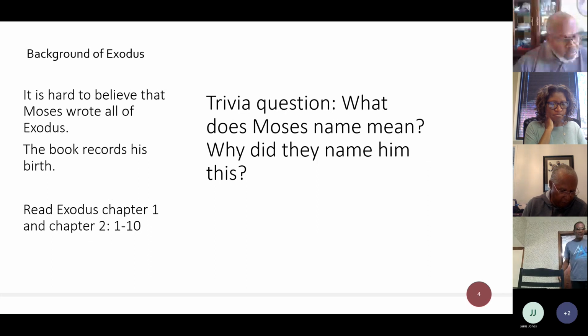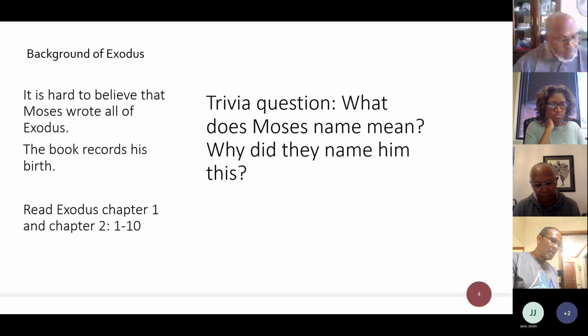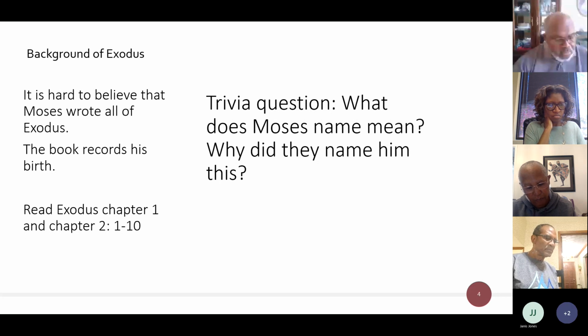Then Pharaoh's daughter went down to the Nile to bathe, and her attendants were walking along the river bank. She saw the basket among the weeds and sent her slave girl to get it. She opened it and saw the baby. He was crying, and she felt sorry for him. "This is one of the Hebrew babies," she said. Then his sister asked Pharaoh's daughter, "Shall I go and get one of the Hebrew women to nurse the baby for you?" "Yes, go," she answered.